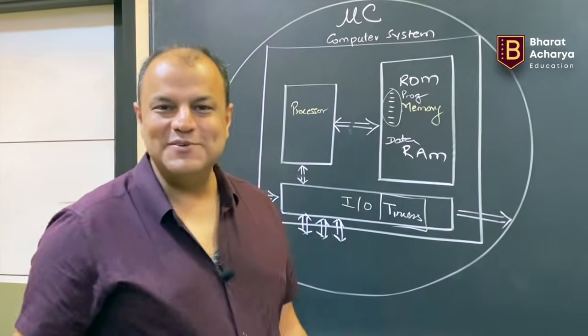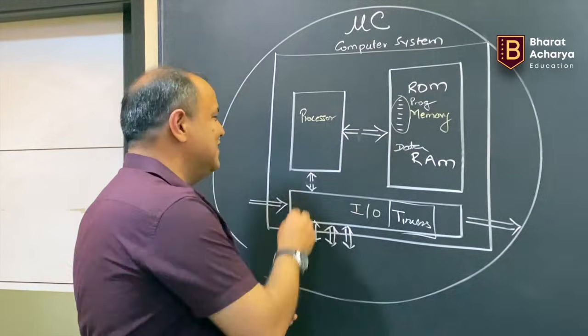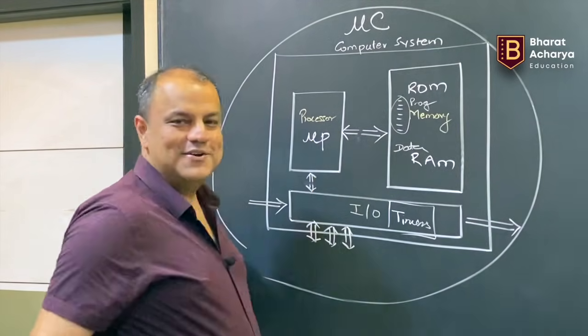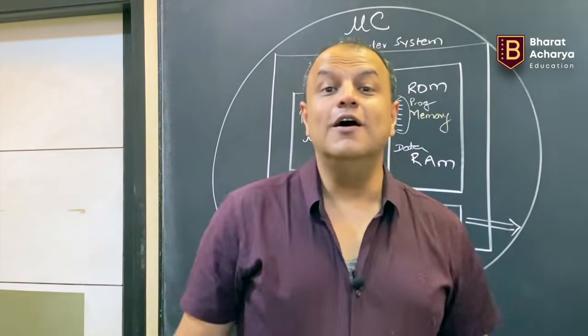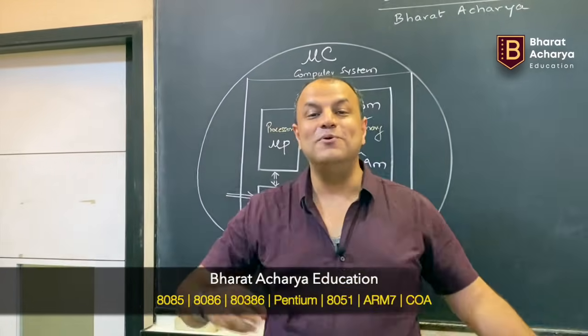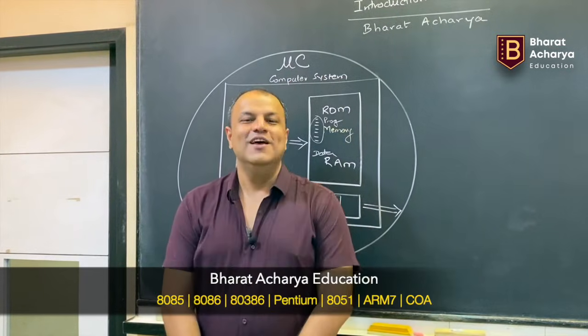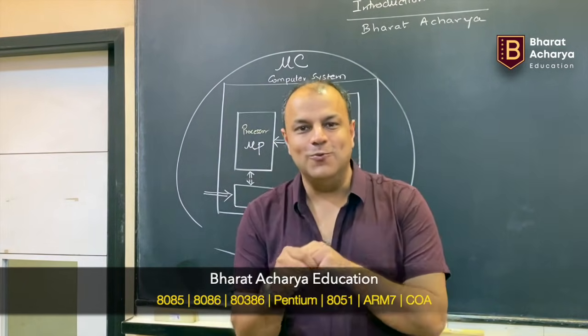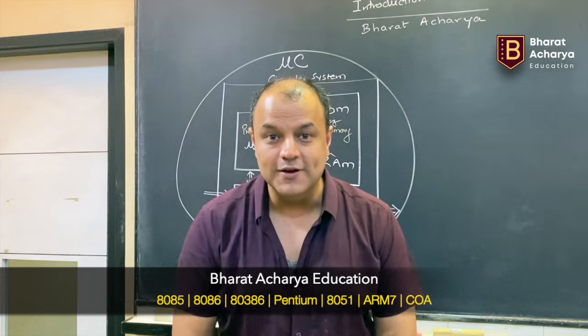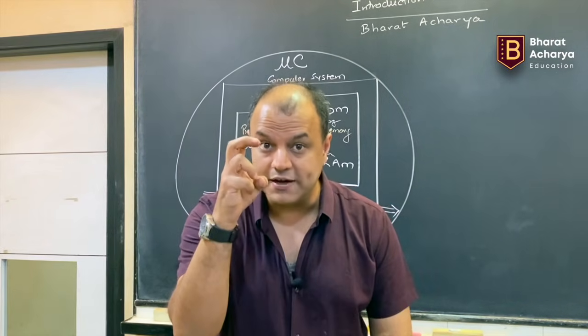Do you understand the difference between a µP and a µC? This is your microprocessor. A microprocessor is just a processor. A microcontroller is everything put together in one chip, the entire system built on one chip. So what is the basic advantage of using a microcontroller? It gives you a compact system.